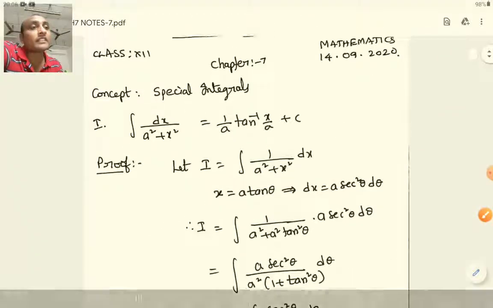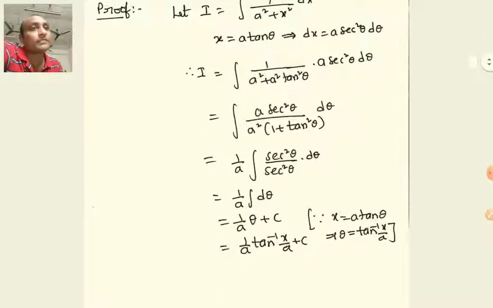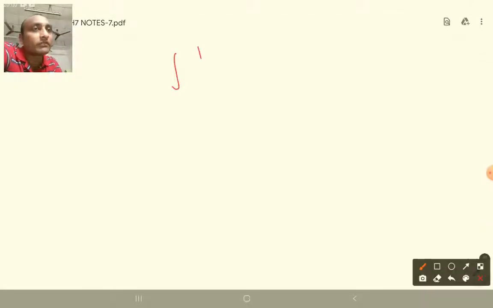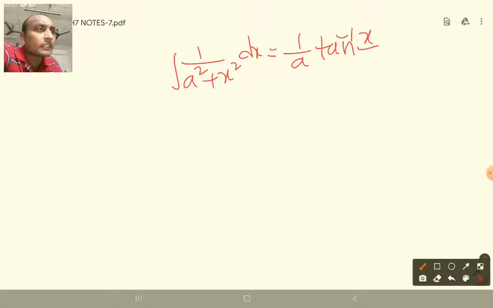Okay, there is another way of doing this question also. That's a very simple way, but you should know the trigonometric way also. So this was the trigonometric substitution. Another way of doing it, look at this. What was the first formula? Integration of 1 by a square plus x square into dx is equal to 1 by a tan inverse x by a. This is the formula actually.